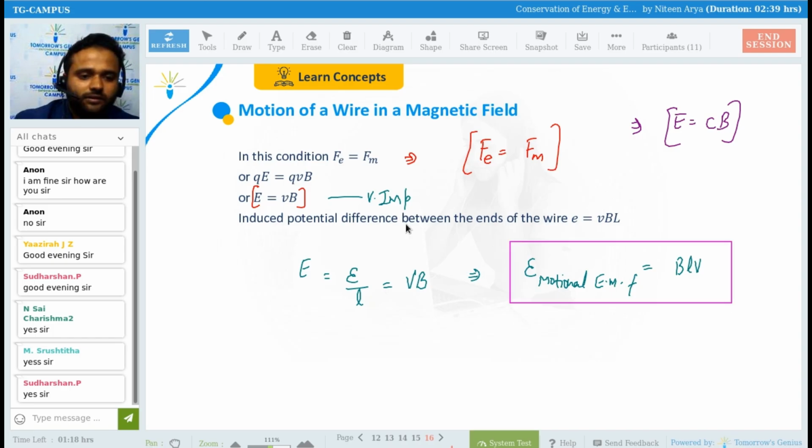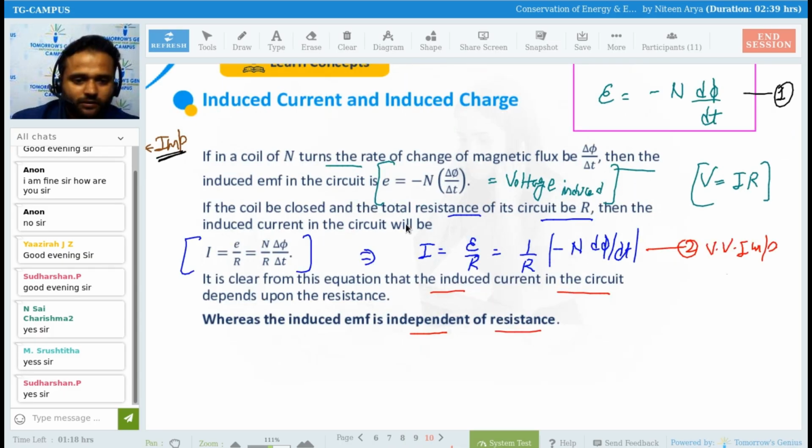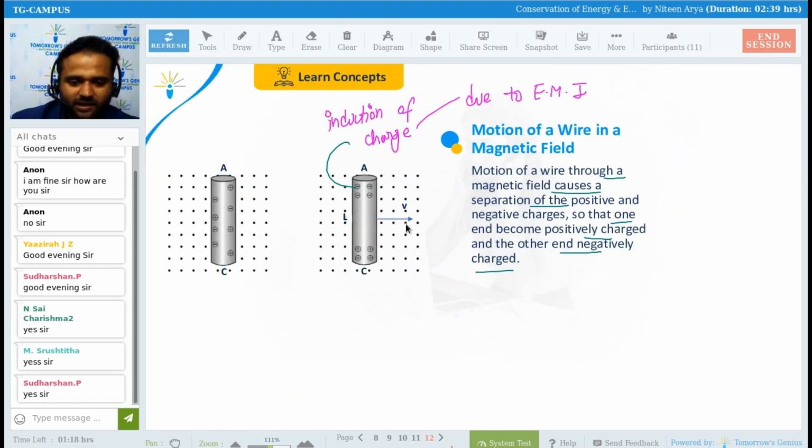Is this clear, everyone? Or do you need a quick recap? Okay, going back to the initial. Charge is clear. So what is happening here? Again, in a quick way, recap. Motion of a wire in a magnetic field means there is a magnetic field in this way. Again, assume this pen of mine as a wire. If I move this wire in this way, horizontally, and the magnetic field is in Z direction.